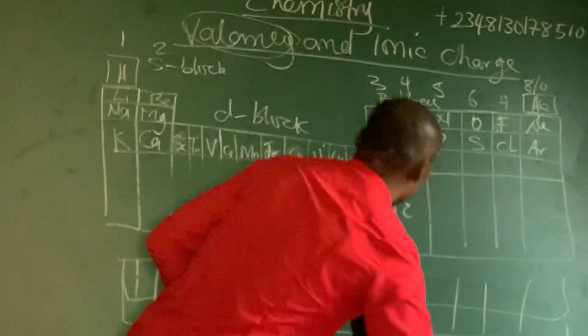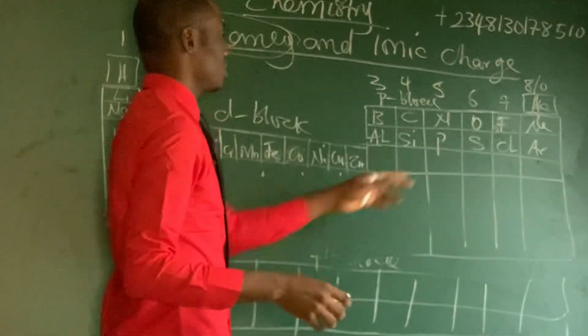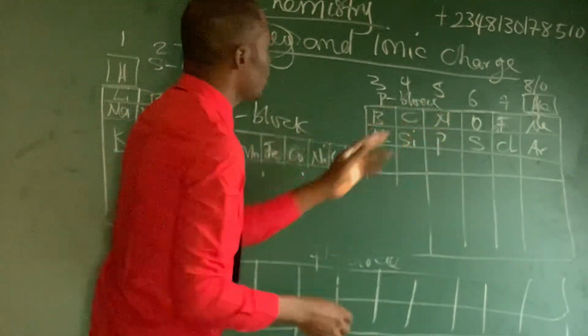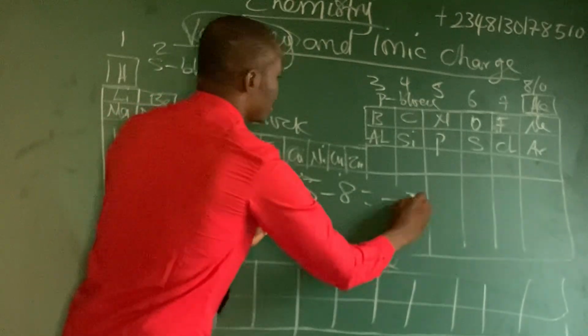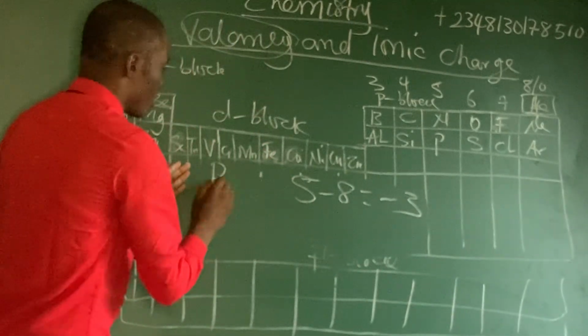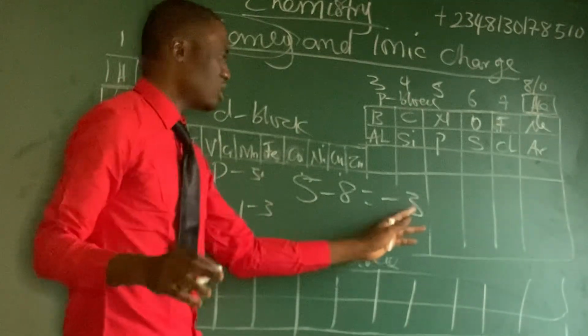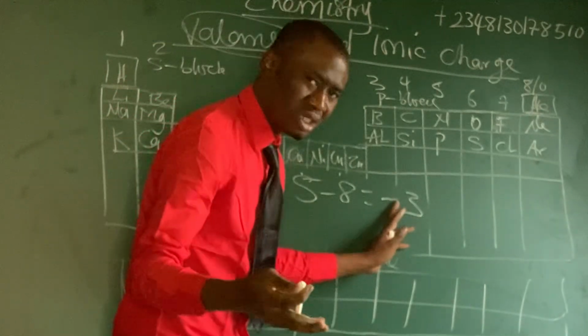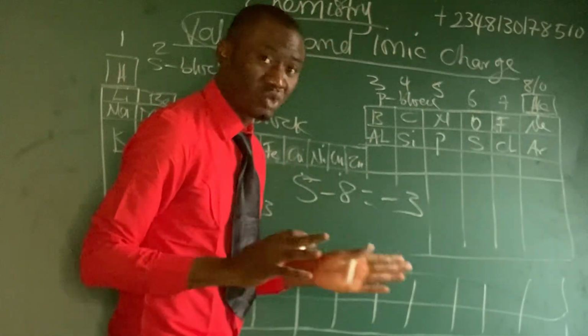Now, we have over there phosphorus and nitrogen. All you need to do is 5 minus 8. And 5 minus 8 is -3. So phosphorus is -3 and nitrogen is -3. Now, what does this mean? -3 is the ionic charge. You see, it needs to gain 3 electrons to be stable.